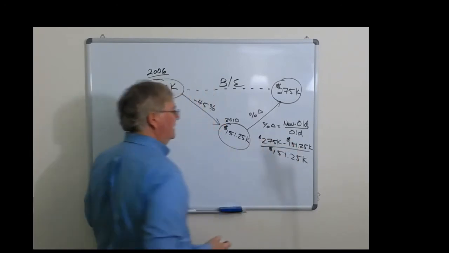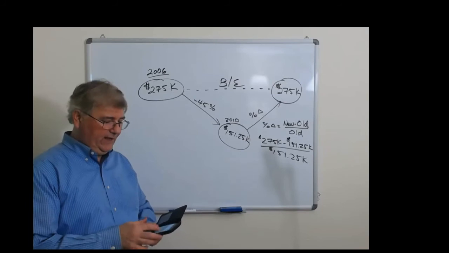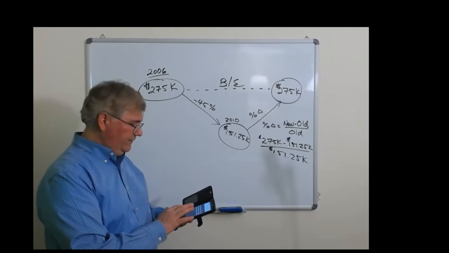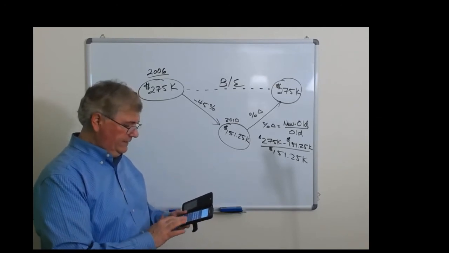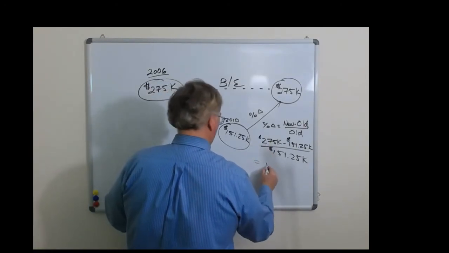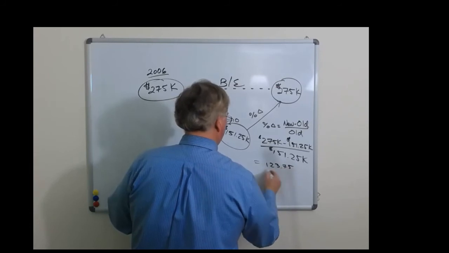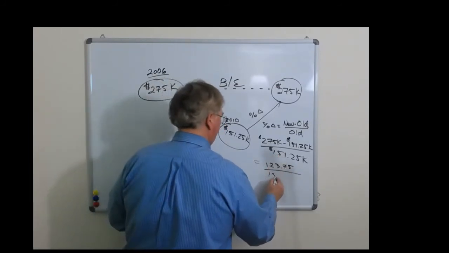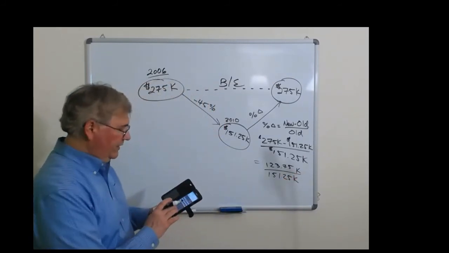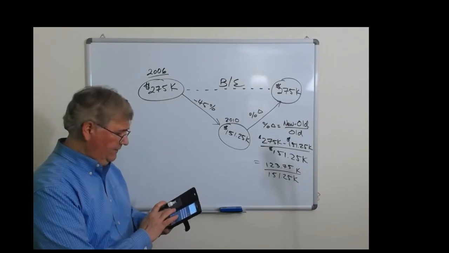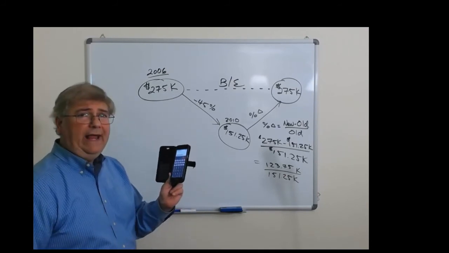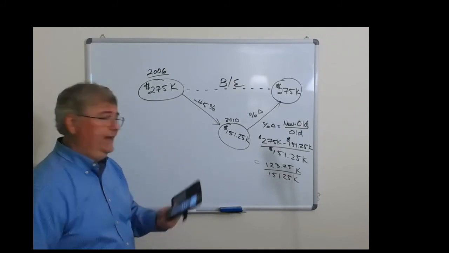Put dollar signs. Okay, now all we have to do is take out our trusty little calculator, and we go 275 minus 151.25, which is the same thing as 123.75 in the numerator, divided by 151.25K. This is all K. 123.75 divided by 151.25 is equal to 0.81818181.